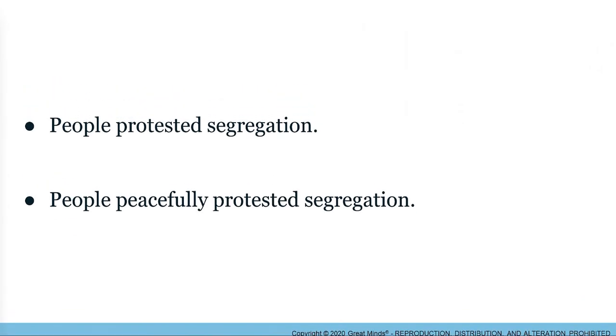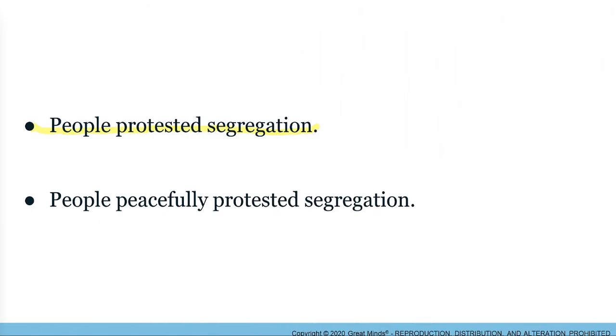We have two sentences here. I will read them. You can read them with me, and I want you to think about how they are different. Our first sentence is, people protested segregation. Remember, to protest is to say that you disagree with something. Segregation means to keep people separated based on their skin color. So people said that they didn't agree with separating people based on their skin color. So that's our first sentence.